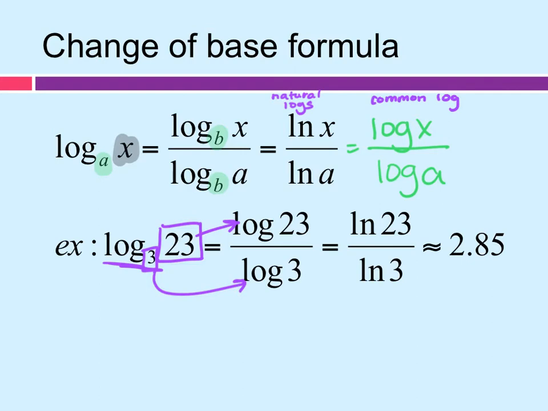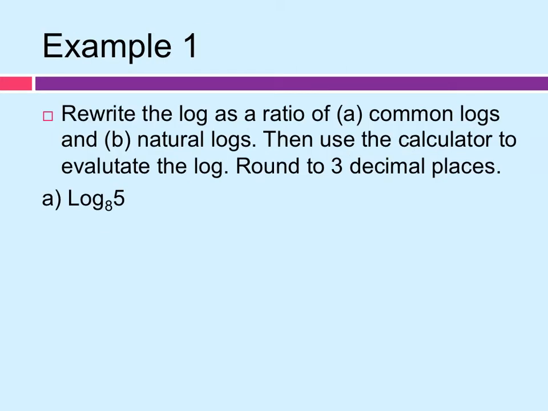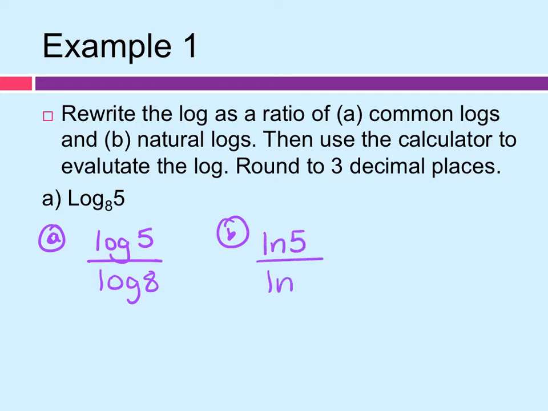So again, just be careful. Like the big by way of size, not value. That bigger number, when we write out the log, goes in the top, the base goes in the bottom, and then you just divide. So example 1 says, rewrite the log as a ratio of A common logs and then B natural logs. Then use the calculator to evaluate the log and round it to 3 decimal places. So which is going in the numerator, 5 or 8? 5. So A common logs would be log base 10, or just log of 5 over log of 8. B natural logs, ln of 5 over ln of 8.